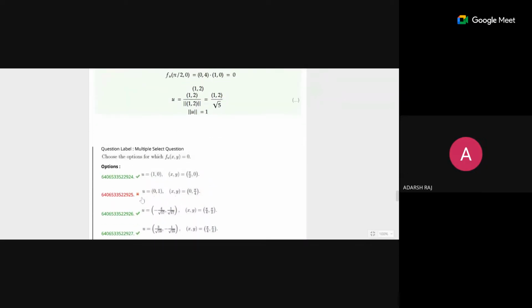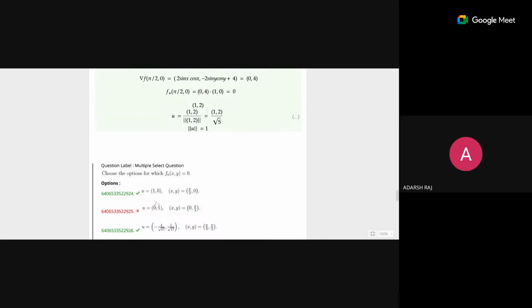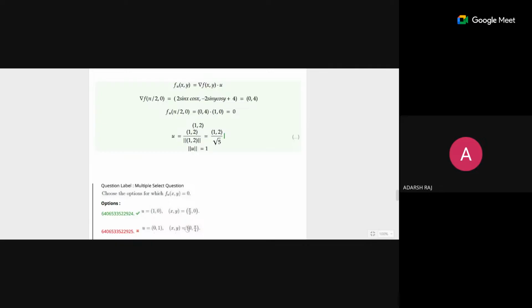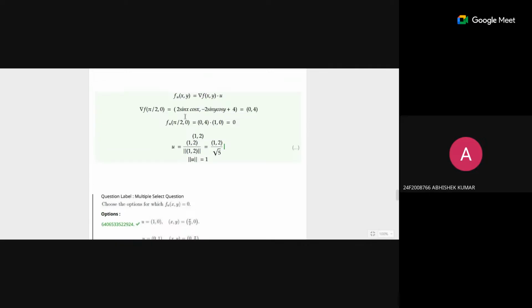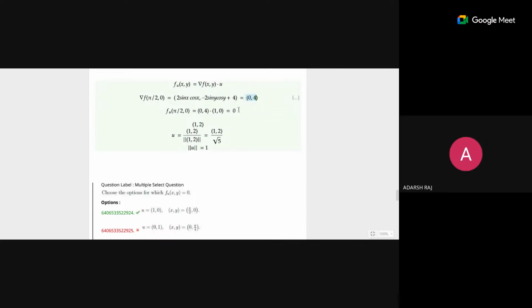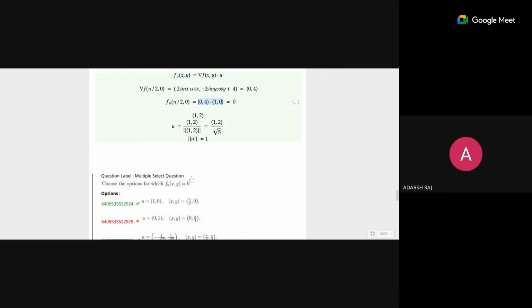And the second option we can also check, right? Like this, the first we do. We have to just substitute the value of x and y here, and then find the gradient at x comma y. Then we have to do the dot product. And at which x comma y this value will give dot product 0, then this will be true, right?